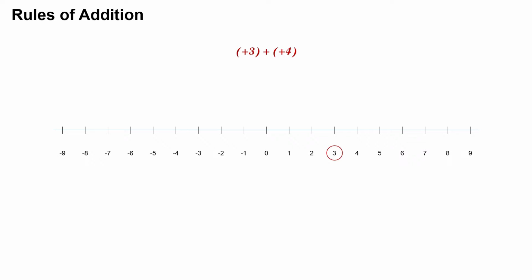Since we already know that the positive numbers are towards the right side of the number line, what we need to do is move 4 units towards the right. So 3 is the starting point. 1, 2, 3, and 4. So 4 units towards the right, and the answer is 7.